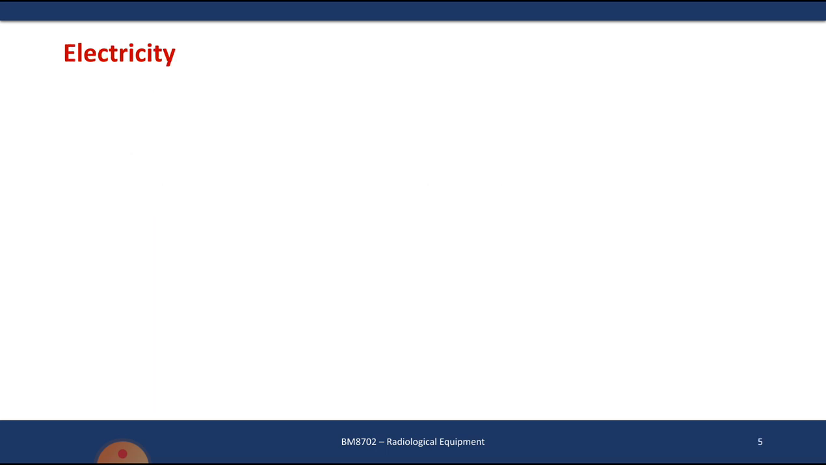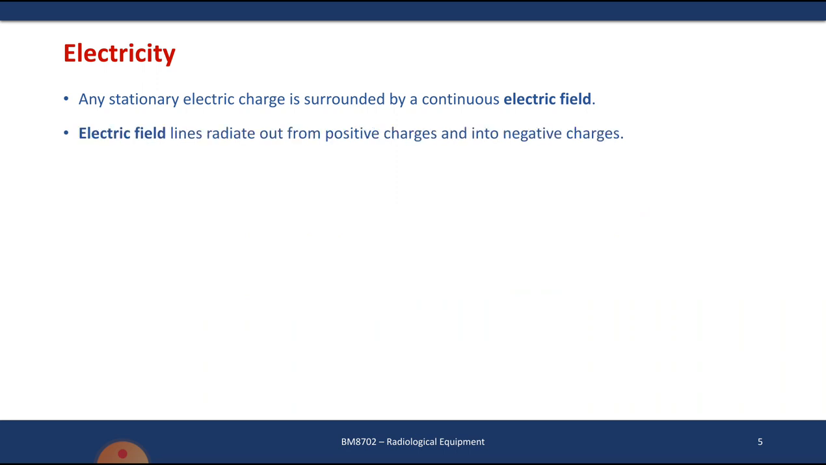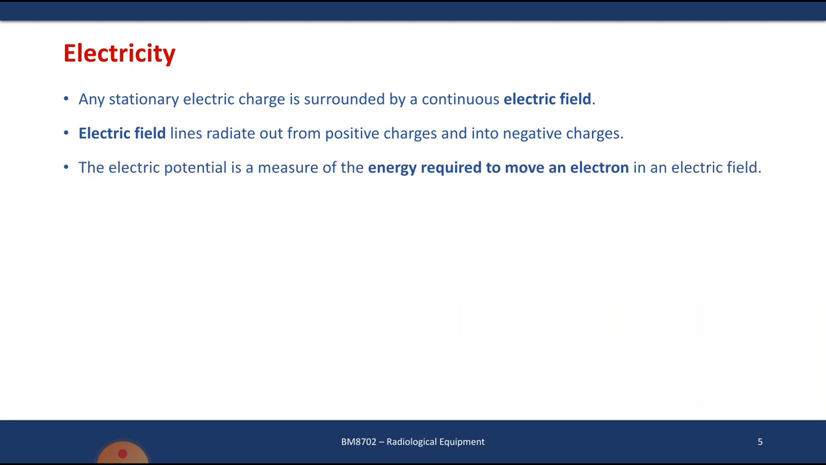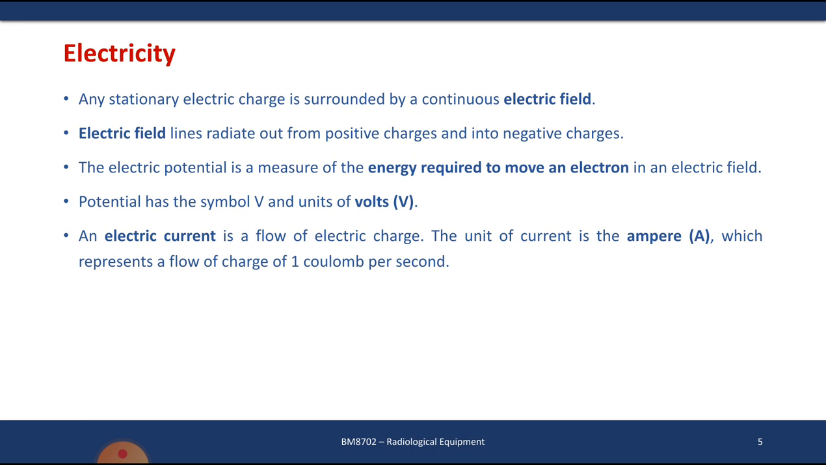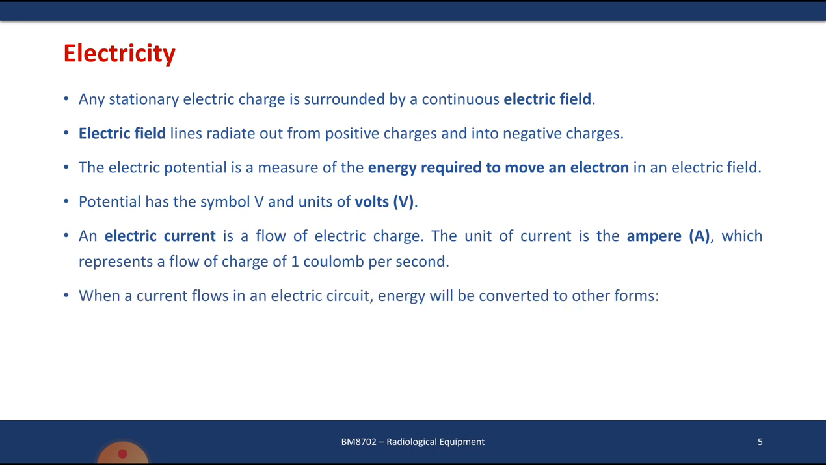Next thing is electricity. Any stationary electric charge has a continuous electric field, we all know that. The electric field radiates from positive to negative charge, and potential is the measure of the energy required to move an electron, that is your voltage, right? Only when we give a voltage will there be a flow of current. This potential has the symbol V and its unit is the volt. Electric current is the flow of charge and its unit is the ampere.